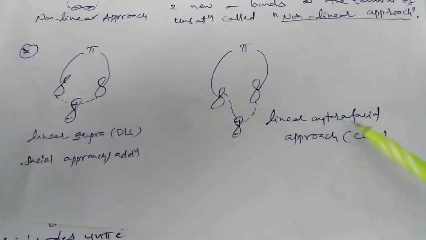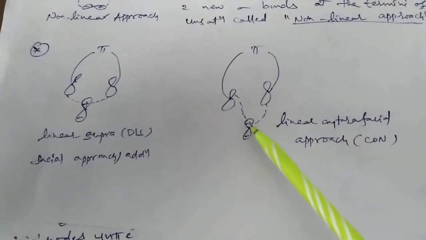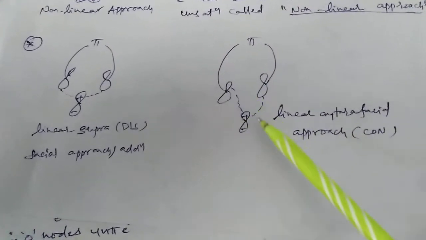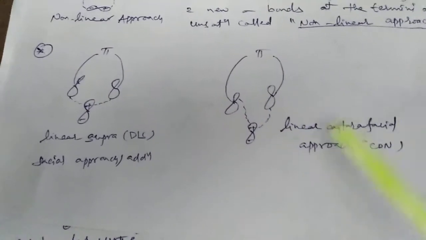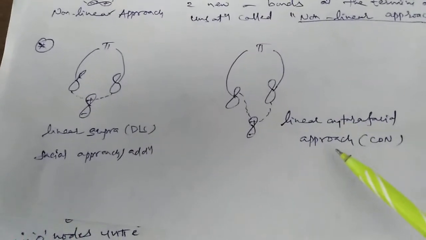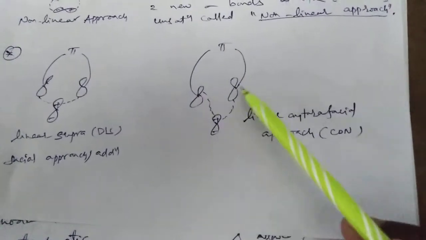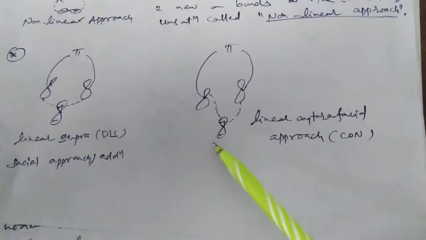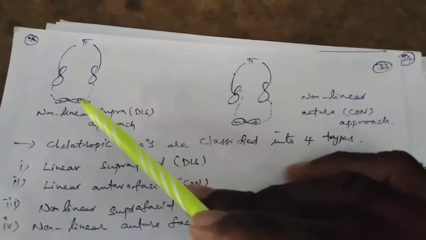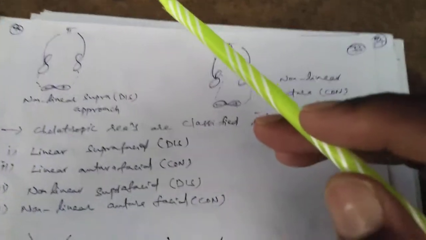In the linear antarafacial approach, opposite sides of the lobes participate in the sigma bond formation. It is also named the conrotatory mode, where conrotation means that at the termini of the pi unsaturated system, both clockwise and anticlockwise directions are possible.